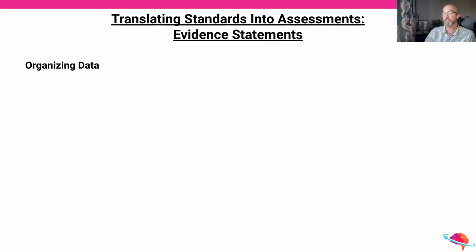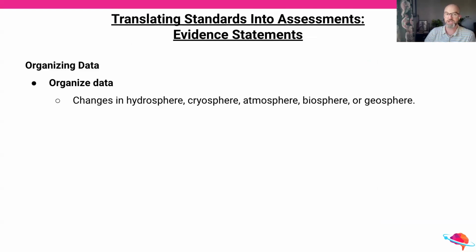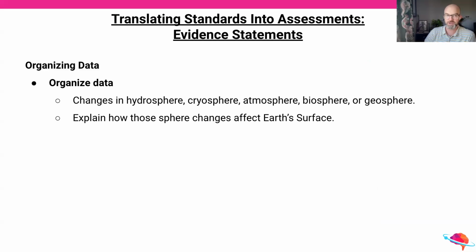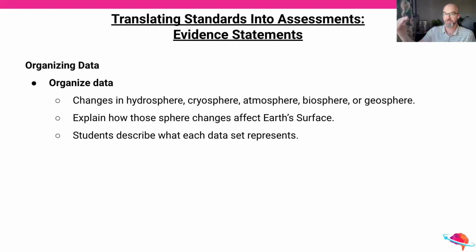So first off, students need to organize data. For this standard, they need to organize that data to show changes in the hydrosphere, cryosphere, atmosphere, biosphere, and geosphere. Explain how those sphere changes affect Earth's surface. And students should describe what data sets represent. So in the beginning, as they're progressing towards their final performance, these are things they need to do. And they also have to identify relationships.